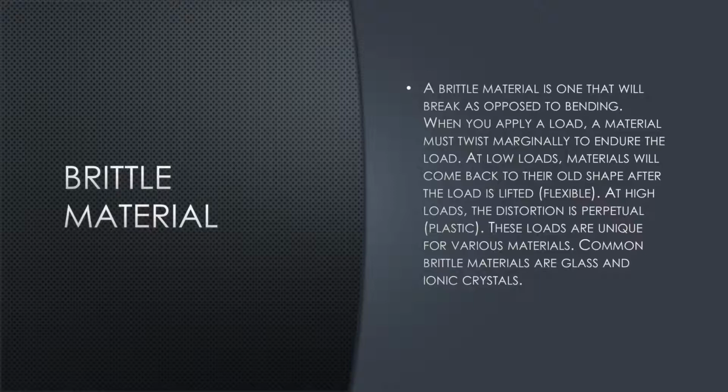And the second one, there are brittle material. A brittle material is one that will break as opposed to bending. When you apply a load, a material must twist marginally to endure the load. At low loads, materials will come back to their old shape after the load is lifted, or flexible. At high loads, the distortion is permanent or plastic. These loads are unique for various materials. Common brittle materials are glass and ionic crystals.